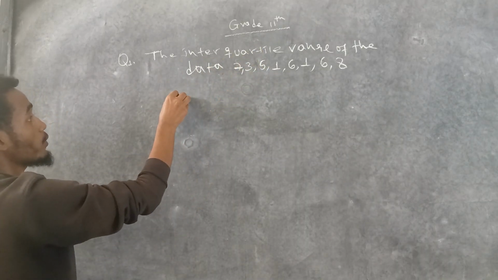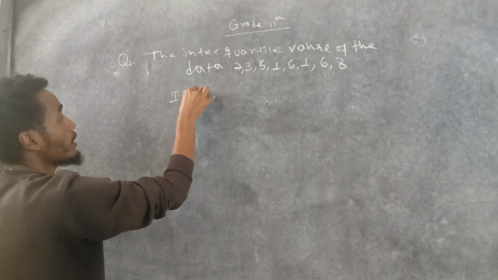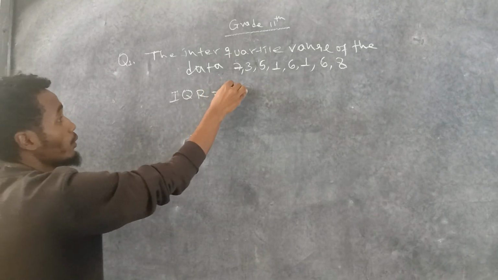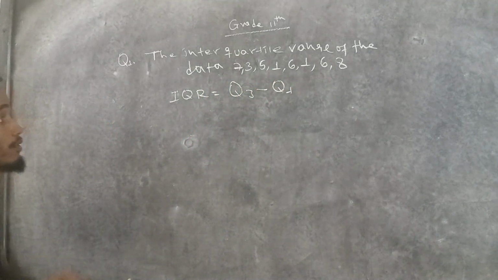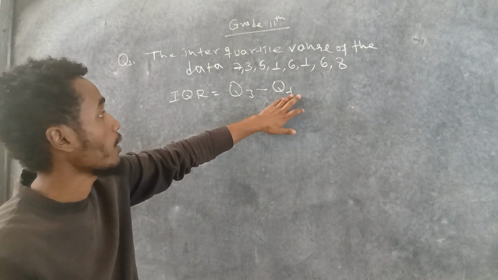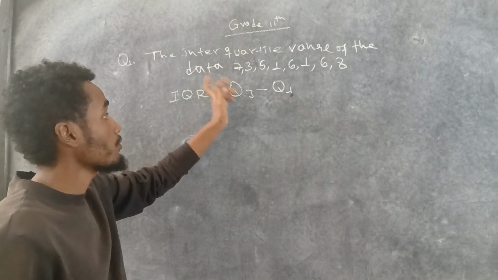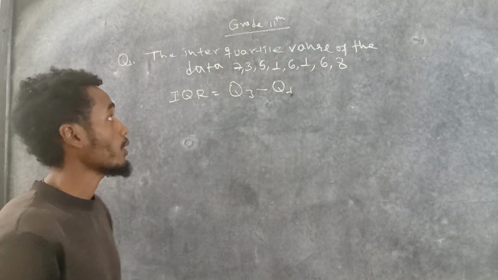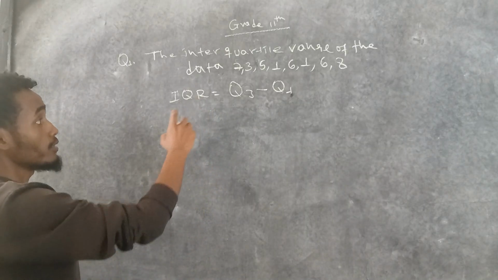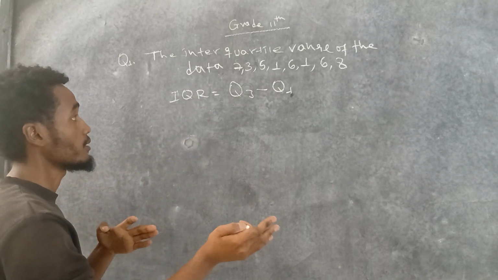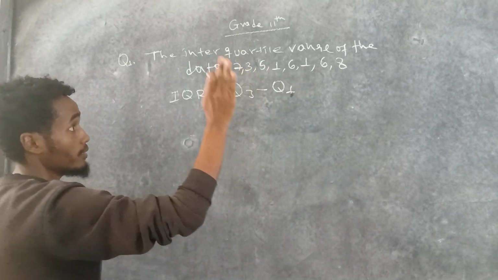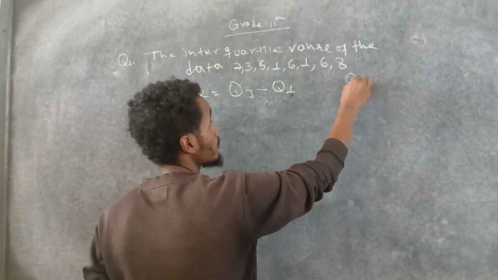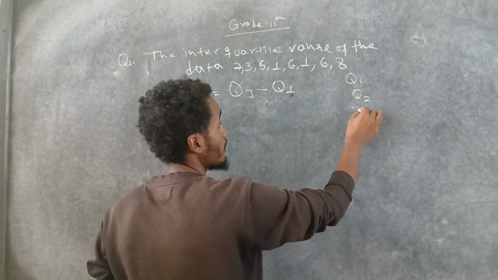As you know, the interquartile range is the difference between quartile 3 and quartile 1. So we are going to determine first Q3 and Q1. Range is the difference between the highest value and the lowest value. As you know, there are three quartiles, which are Q1, Q2, and Q3.